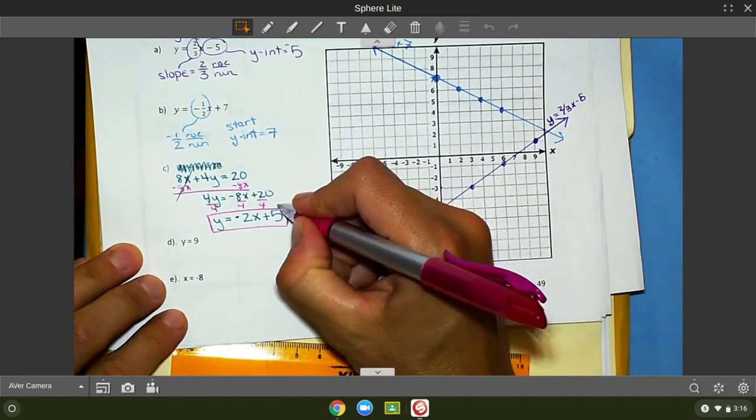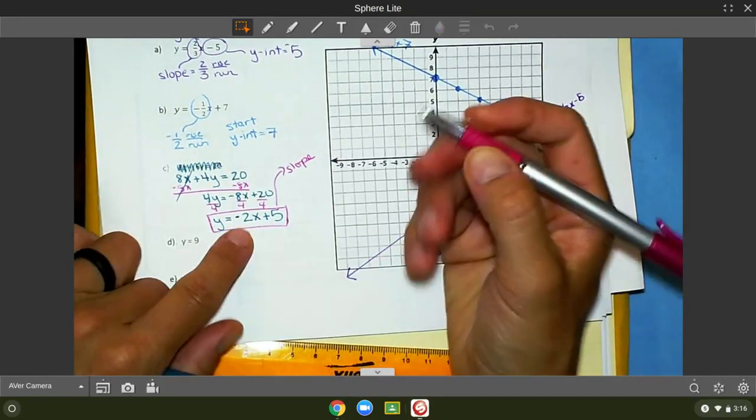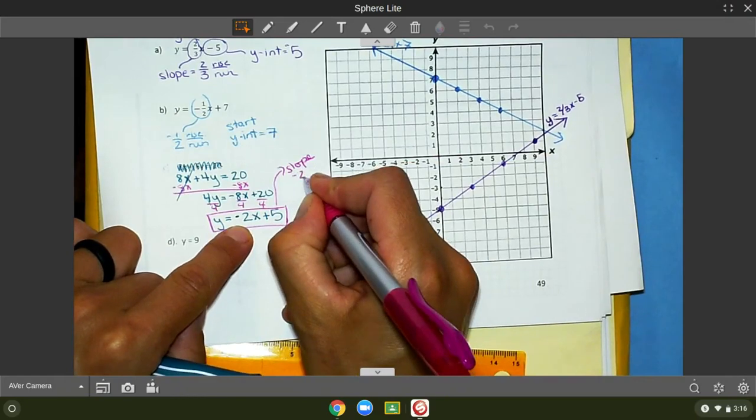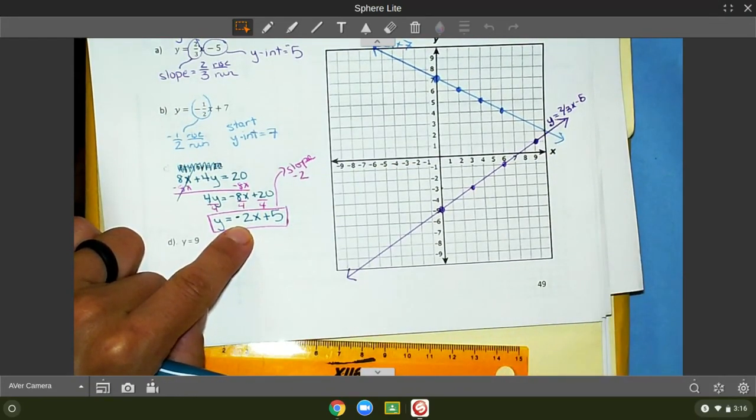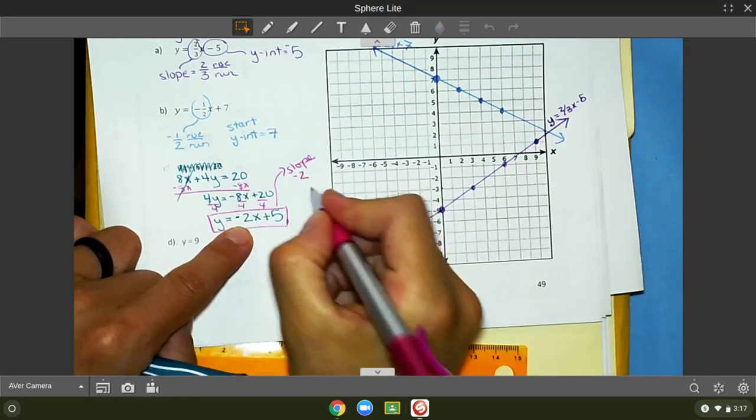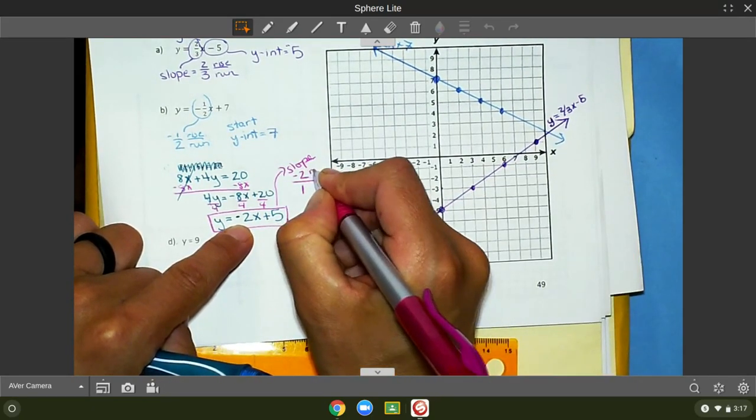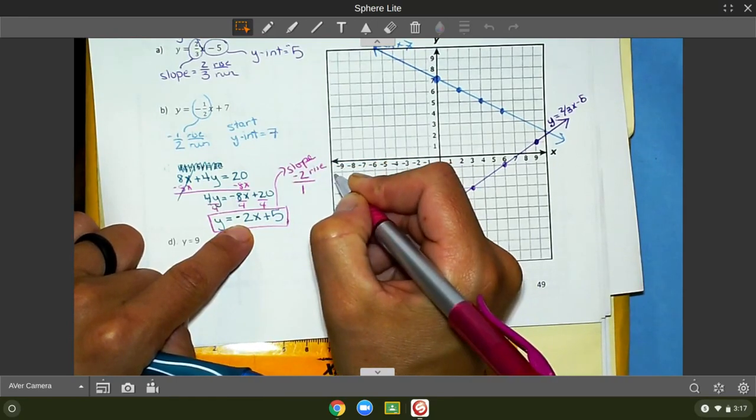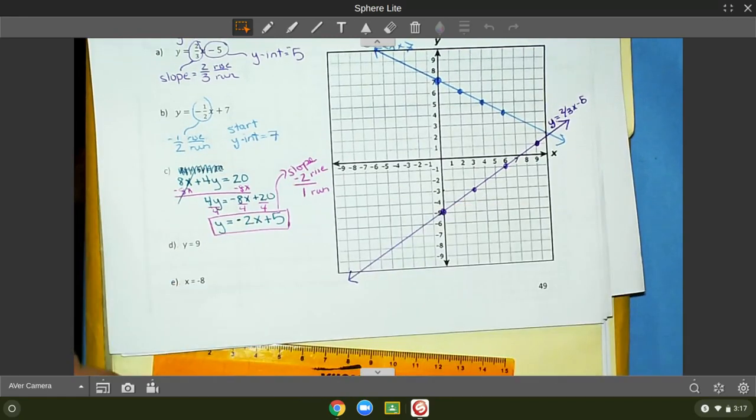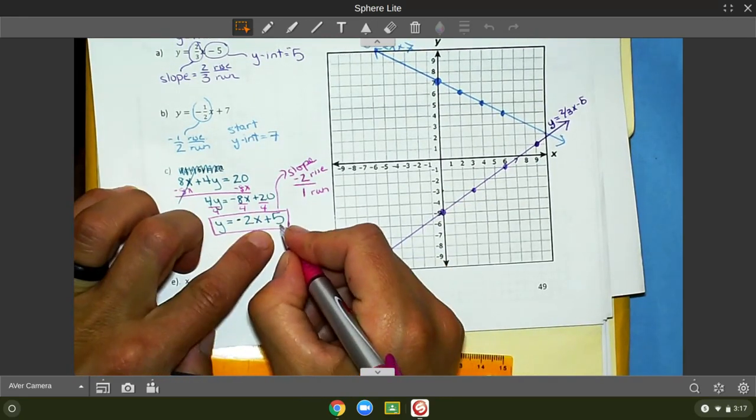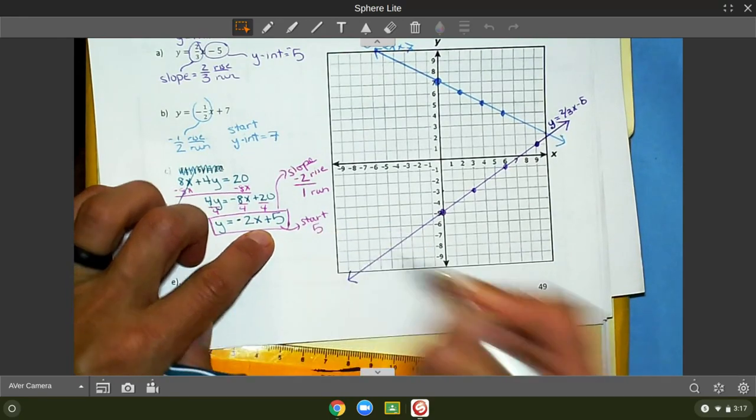Now, in this equation, we need to break it down. So our slope is -2. But this is a whole number. In slope, we like to use rise over run. We want to make it a fraction, so we're going to put this over 1. So we're going to rise -2, which actually means we're going down 2. And then we're going to go to the right 1. Okay? And then our starting point, our y-intercept, is going to be 5.